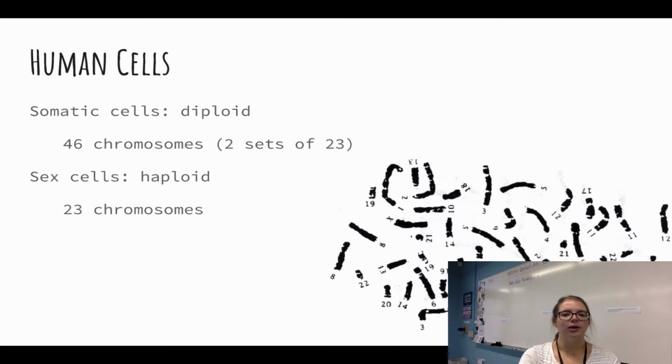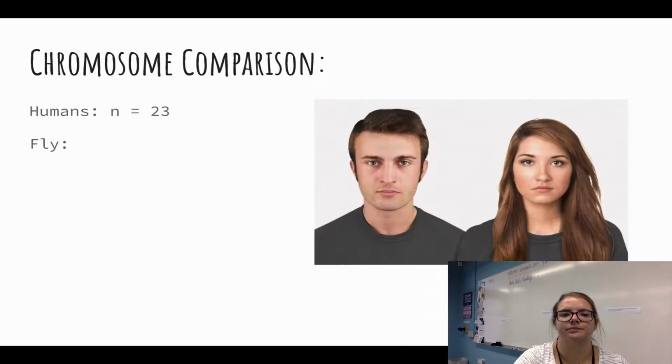All right, so when we talk about humans, let's review here. Remember, somatic cells are diploid. They have 46 total chromosomes because they have two sets of 23. And your sex cells, or gametes, are haploid. They only have 23 chromosomes. We learned in Standard 1 that those chromosomes are randomly arranged. It's not like all of mom's get on one side and all of dad's on the other. They're randomly mixed up in each of your gametes.